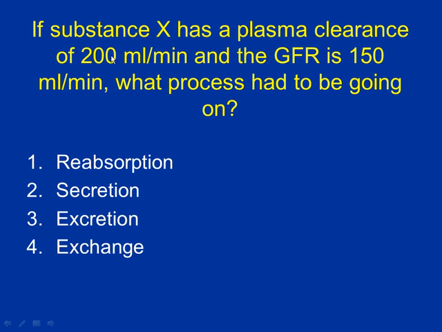All right. So if substance X, whatever this thing is, has a plasma clearance of 200 milliliters per minute and the GFR is 150, what process is going on? Well, right away you know filtration had to be happening because filtration is the first thing that's going to put this stuff out in the filtrate. What's the second process that has to happen? Secretion. Yep. So you have to do tubular secretion and put it out.